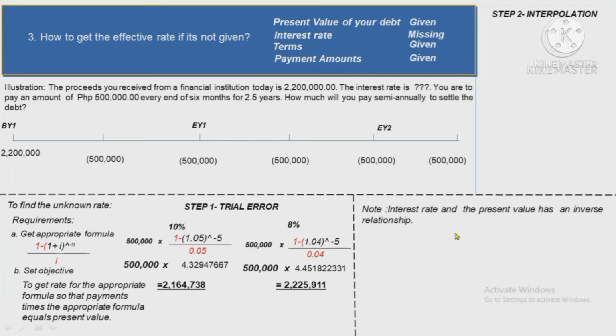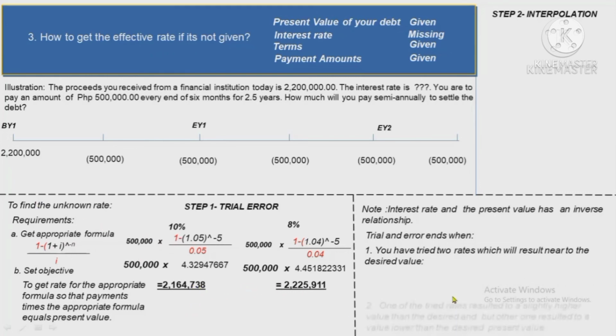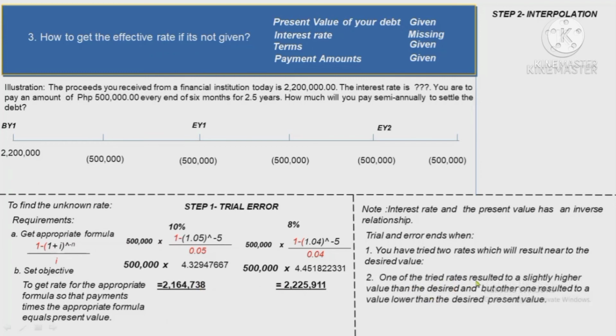But let me remind you again that you can have lots and lots of trials, but the trial and error ends when you have tried 2 rates which will result near to the desired value. So our desired value is 2.2 million. These 2 rates resulted nearer to the desired value, and one of the tried rates resulted to a slightly higher value than the desired, which is this one, and the other one resulted to a value lower than the desired present value, which is this one. So that's it for our trial and error. We're now prepared for the interpolation.